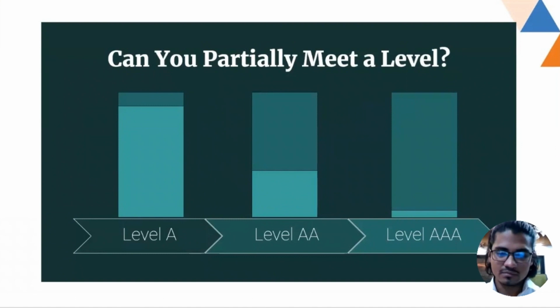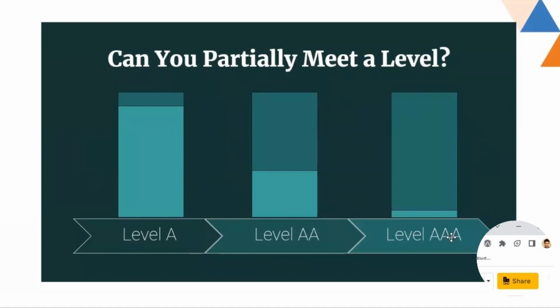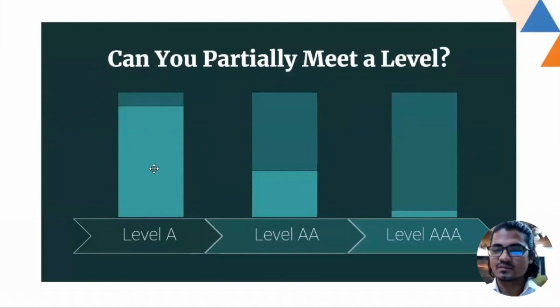Guys, am I audible? Yeah. I guess double A. That will be. Okay. Anyone else? I think, as per my understanding, it will be level A because we met all of the criteria from level A. Not all of the criteria, almost all of the criteria. Yeah, almost all. 90%. Yeah. Anyone else?